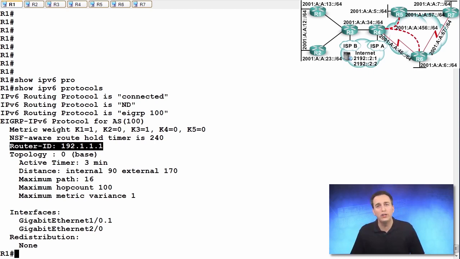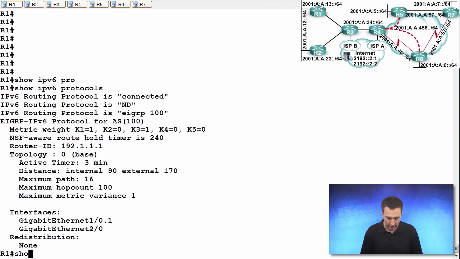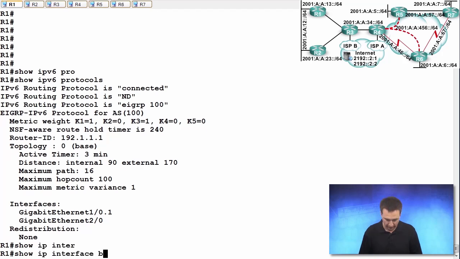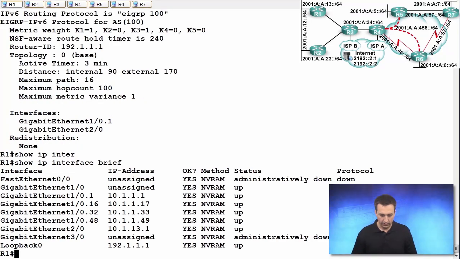That's right, we forgot to set the router ID in my example earlier. So it automatically chose 192.1.1.1. Let's find out why. This is a great time to do that. If we type in show ip interface brief, remember what I said. If you don't specify the router ID, it's going to look at IPv4 enabled interfaces.